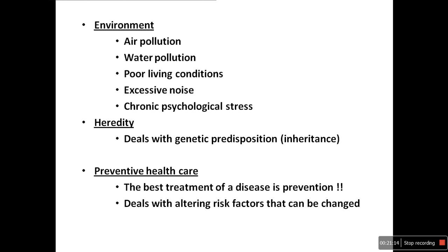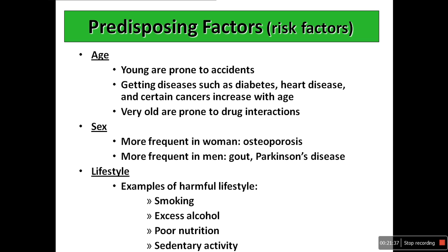Ministries, like the health ministry, can give instructions that decrease air pollution, water pollution, excessive noise, and chronic psychological stress. We can control all of this through preventive health care. For example, with osteoporosis, we can have more calcium and vitamin D, so that I am trying to prevent myself from getting osteoporosis.